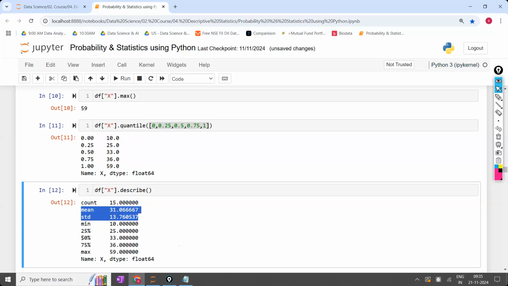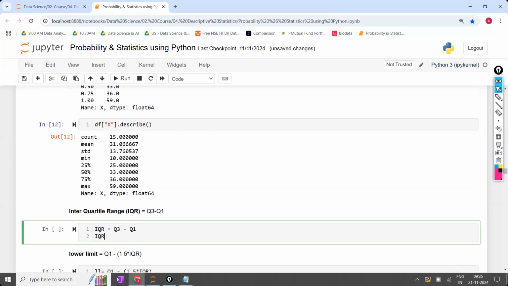Sir, where is the median value? 50% is called the median value, right? That is the median value, so it is not giving the median separately. Next, coming to the measures of dispersion, we are considering the standard deviation, right? Now, next we have the interquartile range. Interquartile range means the difference between the two quartiles, that is Q3 minus Q1.